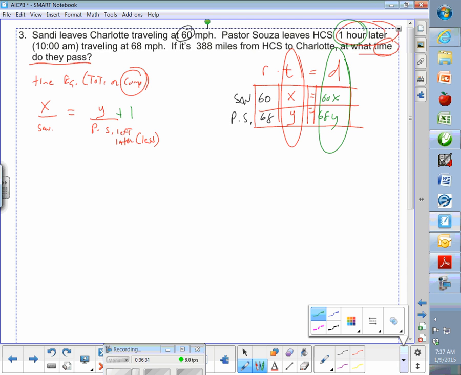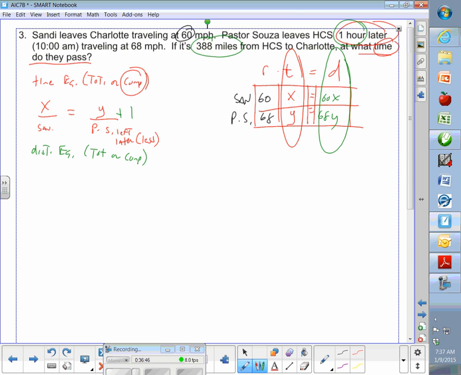Let's get then to our distance equation. Again, if you're smart, you'll write distance equation. You'll do parentheses, total or comparison. You'll look at the problem. If it's 388 miles, see that second line? If it's 388 miles from HCS to Charlotte, is that a comparison or a total? That's a total. Template: first plus the second equals the total. Who's the first? Sandy. Who's the second? Pastor Souza. Total. Look at your chart.